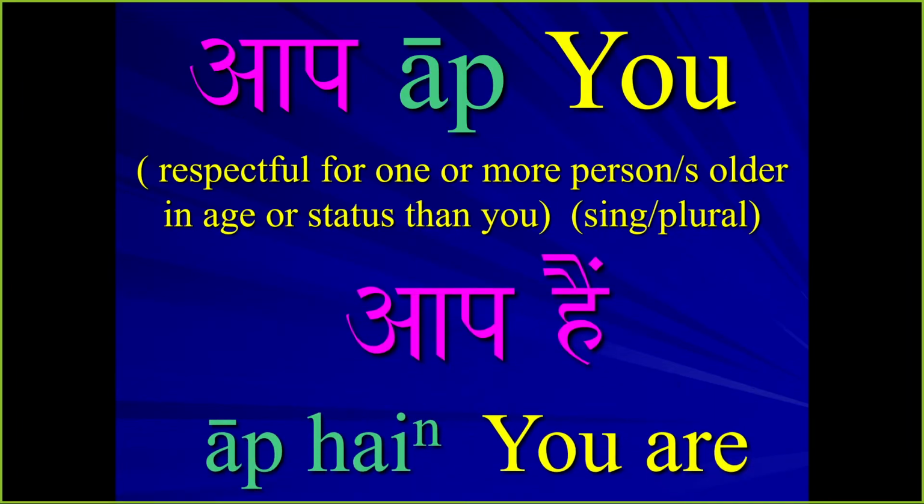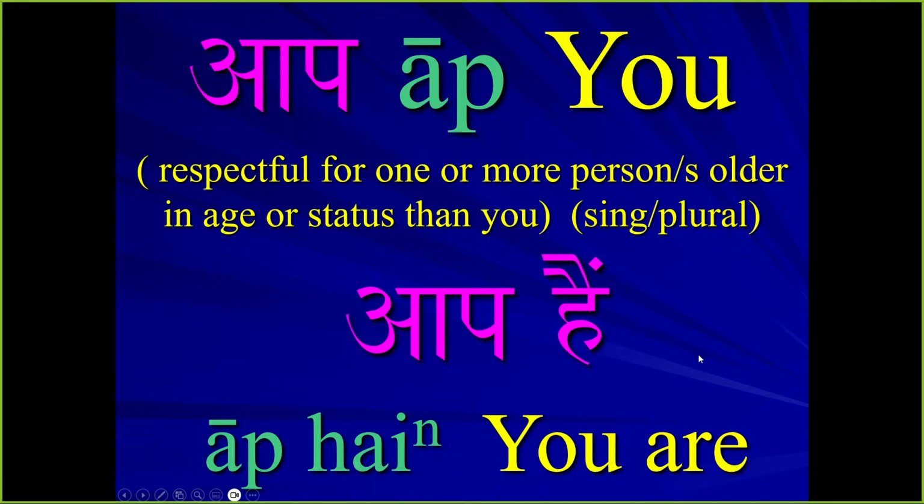Now there is a third format of you which is called aap. Now with aap you use hain. Now what is aap used for? Aap is used for both singular and plural, but it is for older people or if you want to be polite. Okay. So which one of the three will you use? Tu, tum, aap. If you have to say you are, which one should you use? You should always use aap because that's most polite and respectful. So you can always use aap for being more polite.